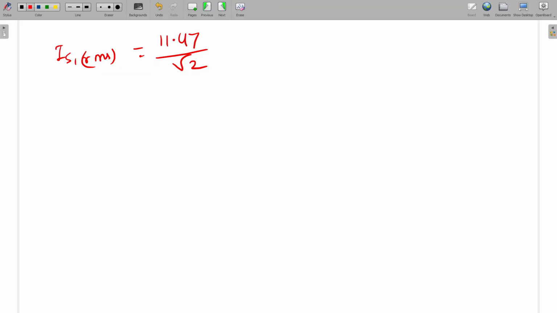Can anyone tell? It will be somewhat 8 point something. Okay, 8.116. Yes, sir. So this will be the RMS value.